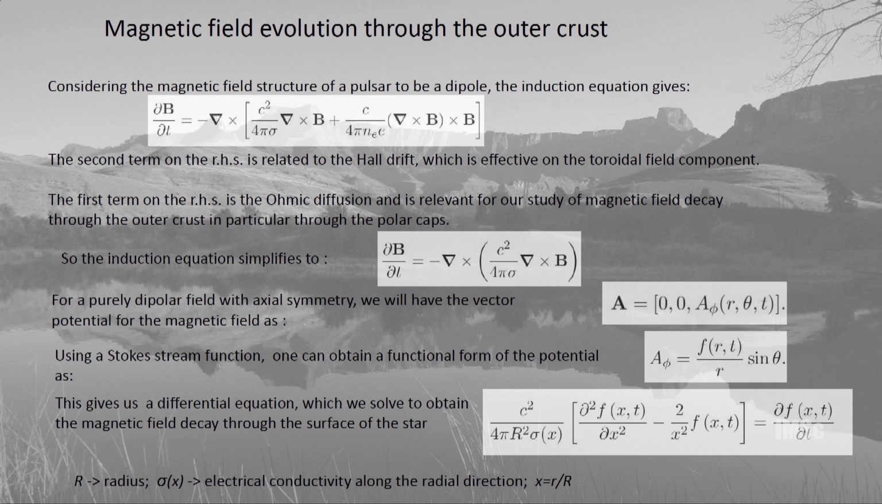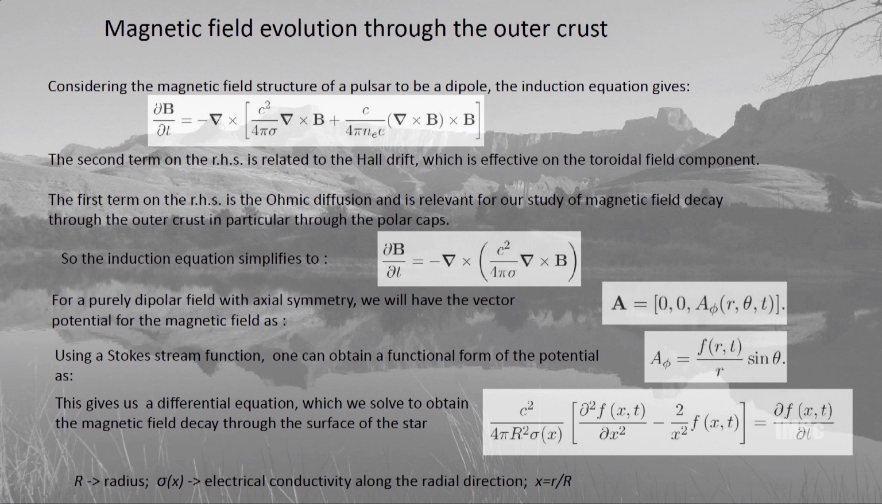And then one can see that for a purely dipolar magnetic field with axial symmetry, we can take this vector potential and use a Stokes stream function, which we get from fluid dynamics. One can give a functional form of the potential, and when you put this back into this equation, we get a differential equation, which is a kind of diffusion equation or heat flow equation, right? Here sigma is the conductivity and x is the fraction r by capital R, which is the radius, and that was done in a flat space-time geometry.